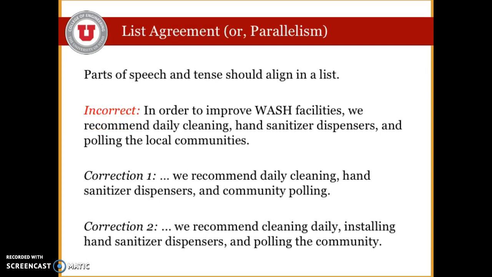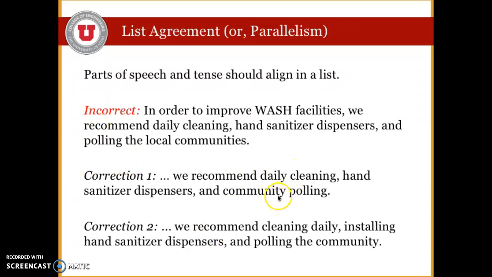Another issue with lists, which we talked about when we discussed flow in writing, is making sure that all the items in the list are similar in terms of parts of speech. That is either compound nouns or compound verbs or just simple verbs or simple nouns. So a bad example is in order to improve wash facilities, we recommend daily cleaning, hand sanitizers, and polling the local communities. So while daily cleaning and hand sanitizer dispensers are either nouns or compound nouns, polling the local communities is set up as a compound verb. Polling is set up as a verb in this case.